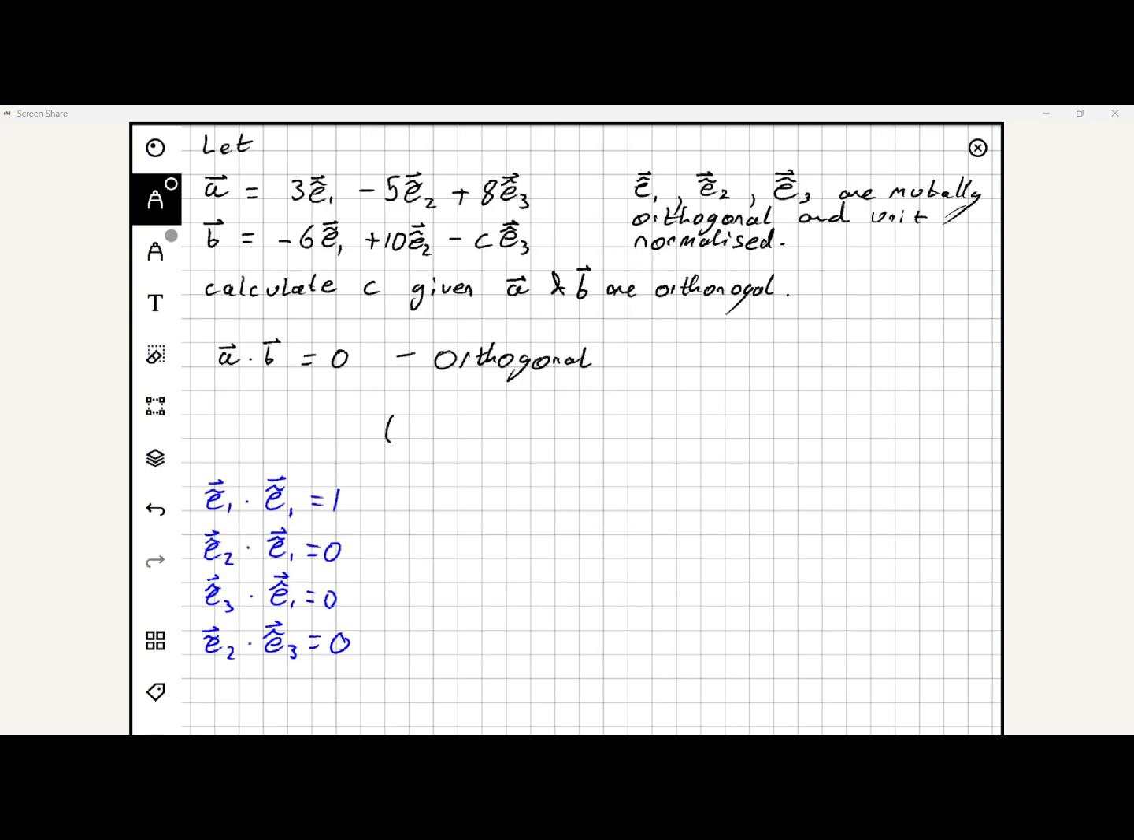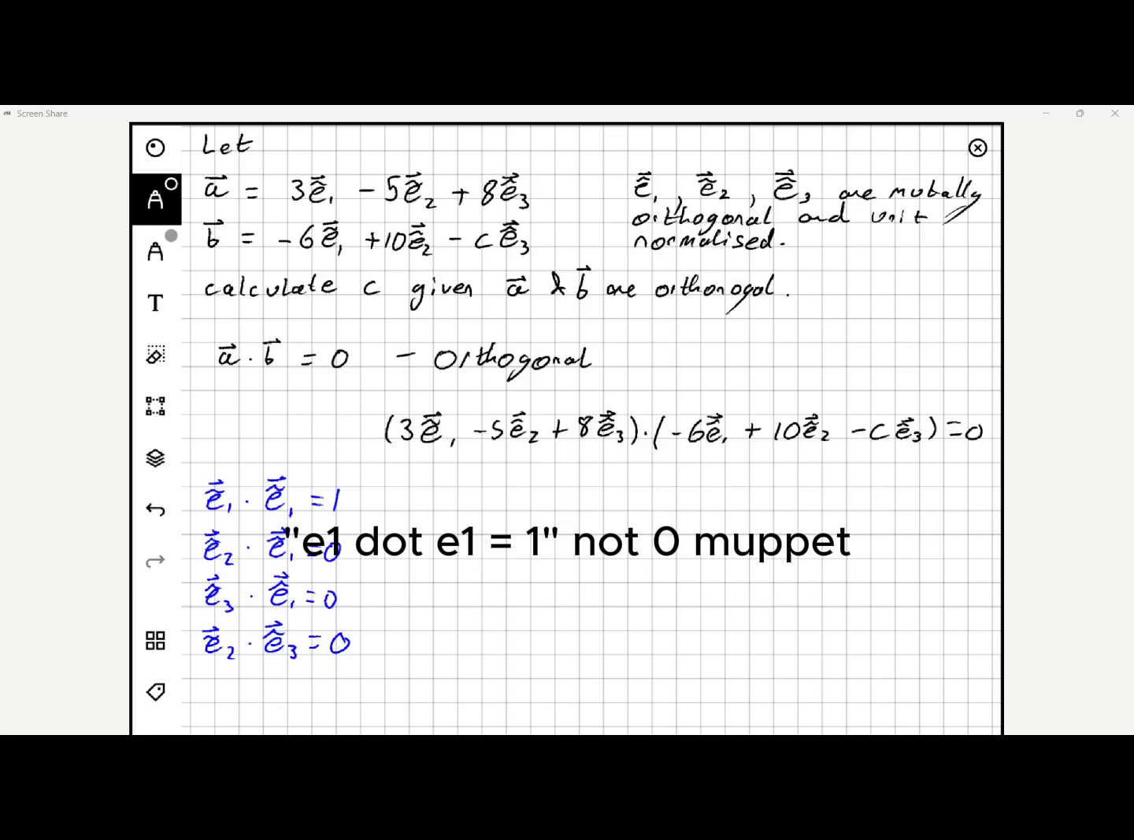That can be written as 3E1 minus 5E2 plus 8E3 dot with minus 6E1 plus 10E2 minus C E3, all equal to 0. Now there are some special rules that we need to recall from earlier on: E1 dot E1 equals 1, and when they're not the same number, it equals 0 at all times.